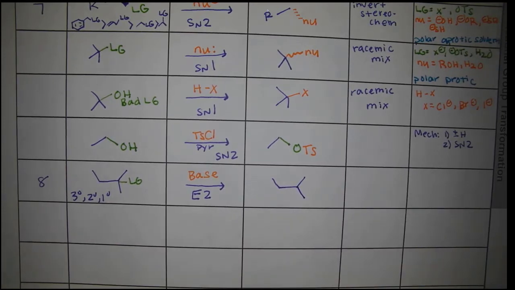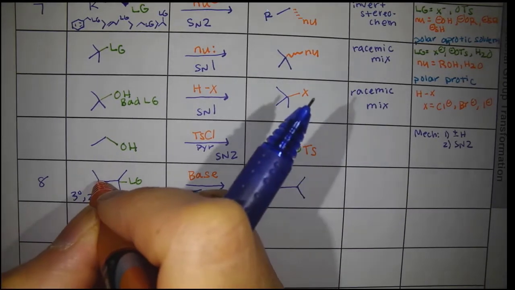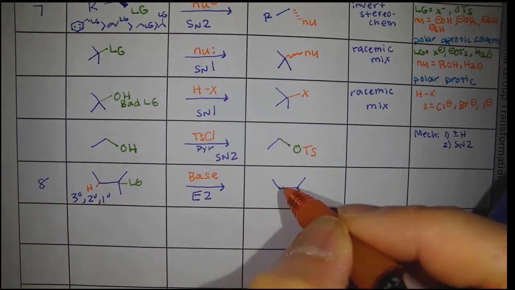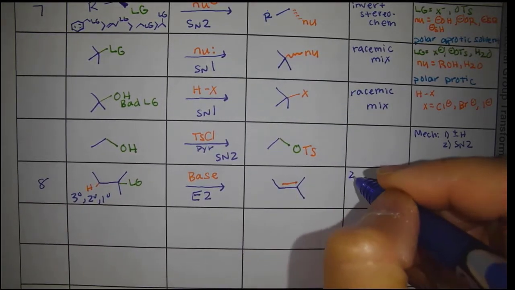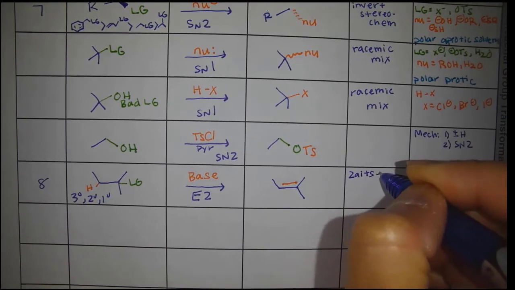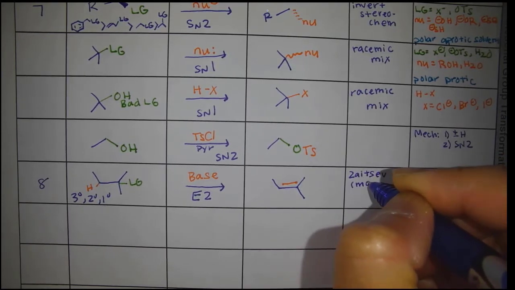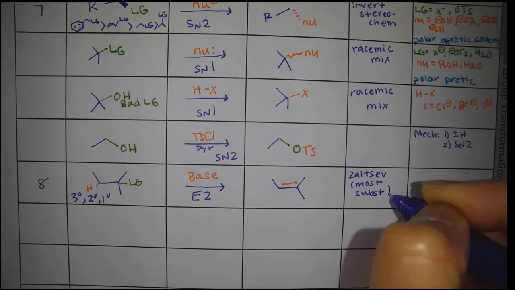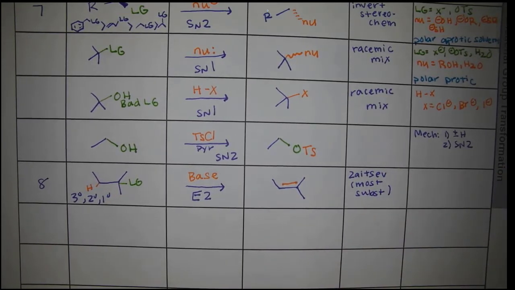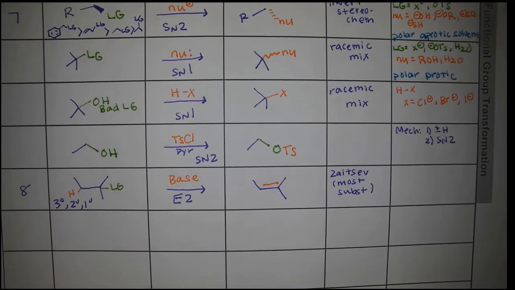When we have that base, which we're going to assume here is a small base, it's going to do an elimination and pull off this hydrogen over here. And we get the double bond forming right there. So this is the Zaitsev product, which is the most substituted alkene. The most substituted means it's going to have the most substituents off of there. And it will also be the most stable.